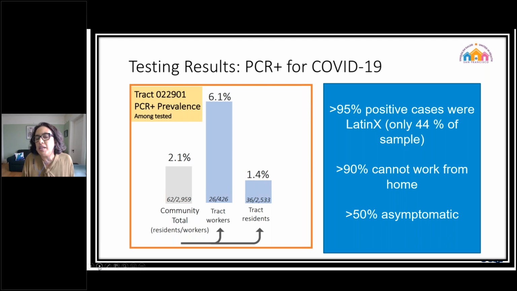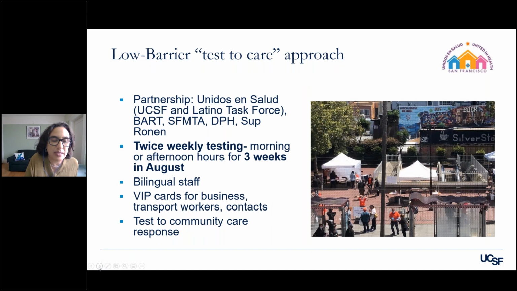And these were among individuals who could not work from home, who were actually out working during a period when San Francisco was still in a strict shelter in place. And most of the people who were positive were asymptomatic. Next slide. This was before we had widespread asymptomatic testing.